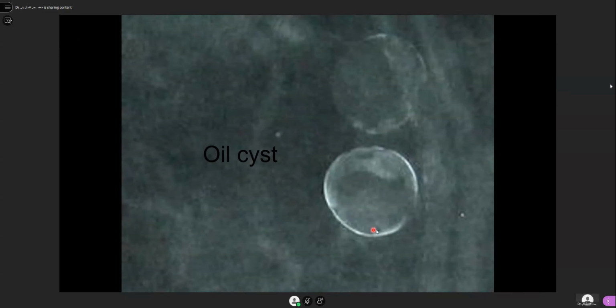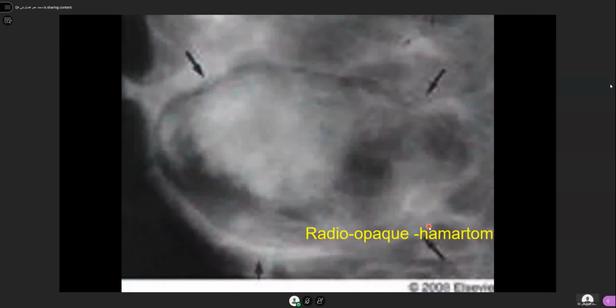These are oil cysts. Oil cysts also contain oil, so oil will be fat. Fat also appears radiolucent, but they typically have curvilinear calcification. They can be diagnosed with the help of this curvilinear calcification with central lucency. This is a mixed density mass. You can see some areas are radiopaque, some areas are radiolucent, and it was confirmed as hematoma.